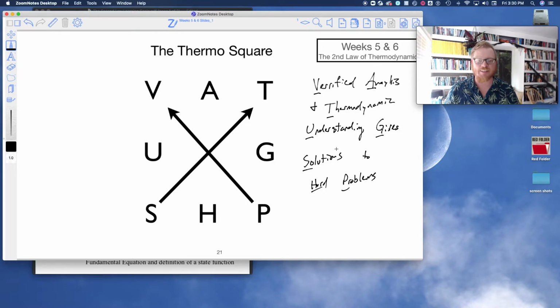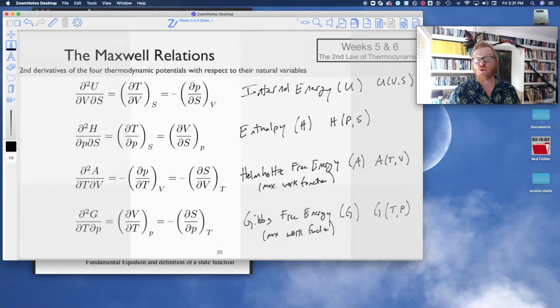I said that to the class last year, and the best thing they came up with was SHIP. And honestly, now that's the only thing I can remember. So however you want to remember it: SHIP, verified analysis of thermodynamic understanding gives solutions to hard problems, or come up with your own. Any way you want to do it, memorize this, commit this to memory, and you will be able to recall all of these relationships.